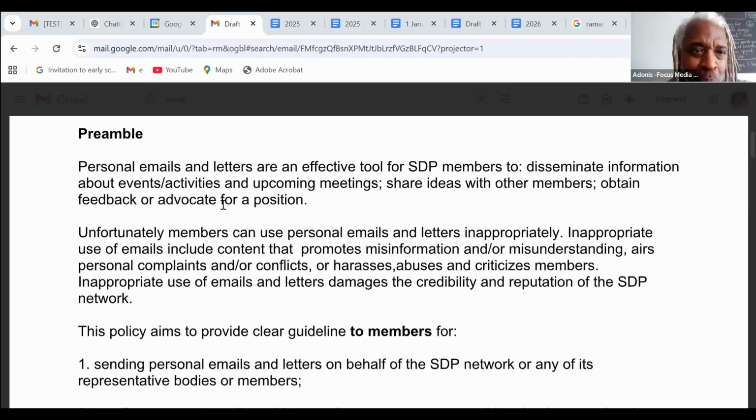If somebody's no longer a member, they're not restricted by this policy. But if they're still a member of the SDP network, I don't think it should be okay for them to condemn, insult, or criticize the SDP network or any of its members. I don't care if they use their personal email to do so. It still should not be acceptable. Michael, then back to Livy, and then back to Tamia.